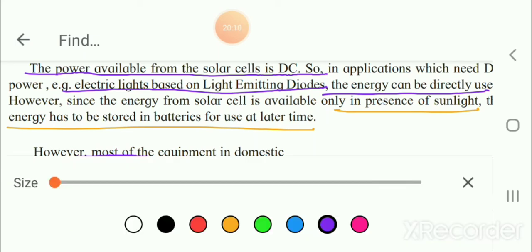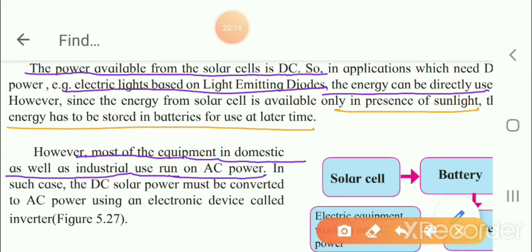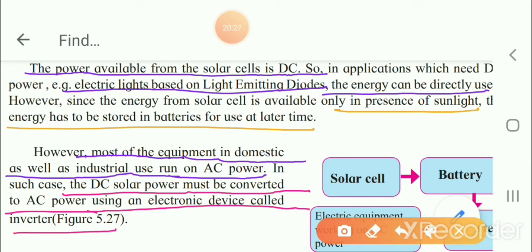So that point you have to keep in mind, children, that this DC power should be changed or converted to AC power by using an electronic device that is called the inverter. This is also a very important point, children, that you have to learn: how with the help of the inverter the direct current or DC current is converted to AC power or alternating current.